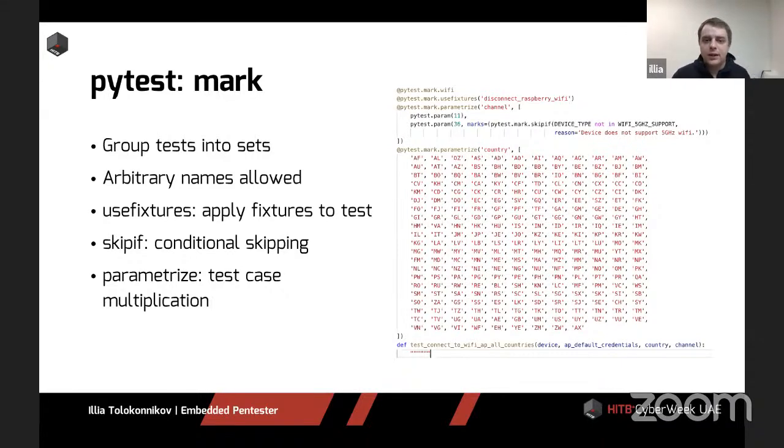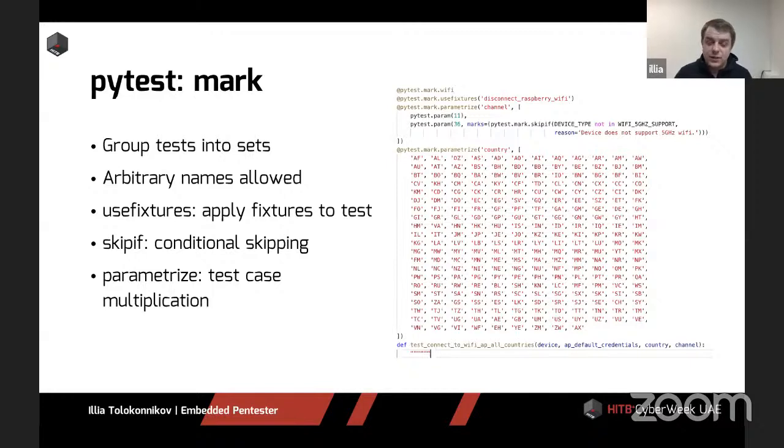Arbitrary names for marking are allowed. This test is marked just Wi-Fi. Wi-Fi is not a built-in PyTest feature, it's just the name we chose for it. And then for built-in marks, usefixtures is just a way to apply a fixture on top of the test without passing it as an argument to the test. Sometimes useful for fixtures that don't return anything but should be applied to every test. Skipif is simple conditional skipping. And parametrize is test case multiplication, basically, so you can take one test, parametrize it with a lot of parameters, and that creates multiple test cases.